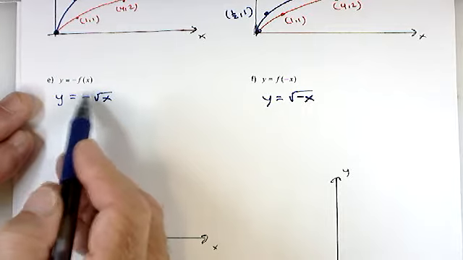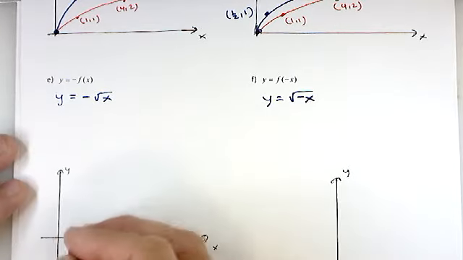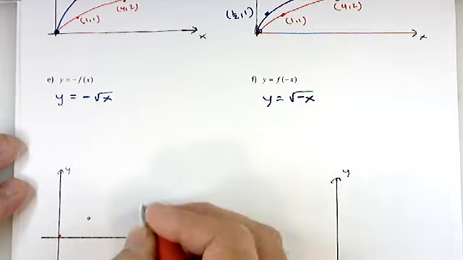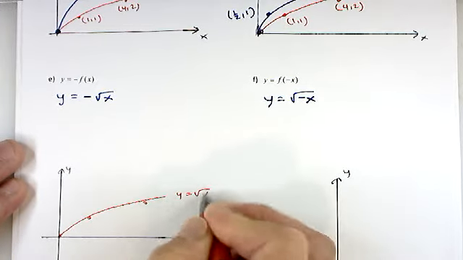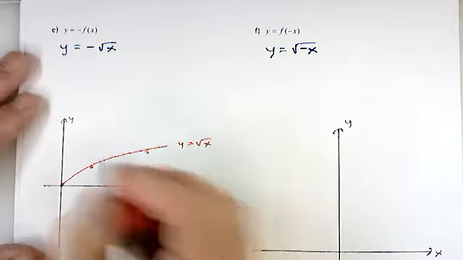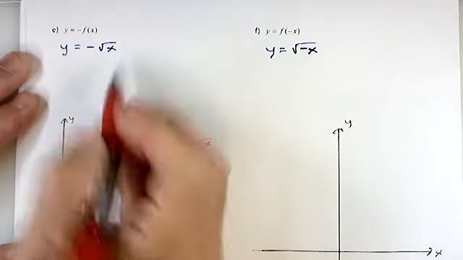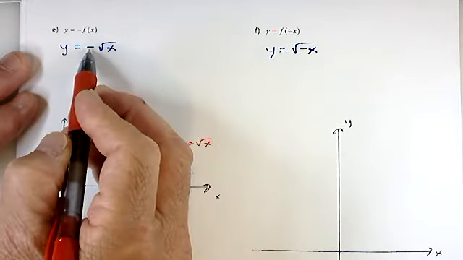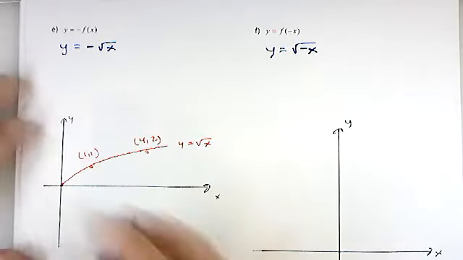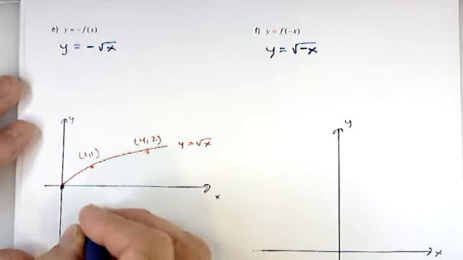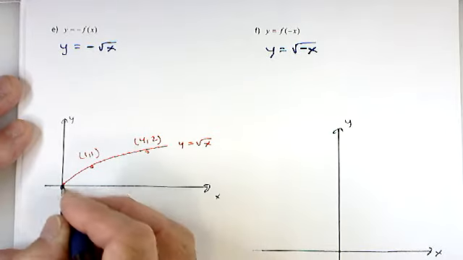Hopefully you agree that it's going to change my y values. And how is it going to change it? Well, all of the normal y values I get out of square root of x, 1, 1, 4, 2, they're all going to become negative, aren't they? So instead of 1, 1, it's going to be 1, negative 1. And instead of 4, 2, it's going to be 4, negative 2.